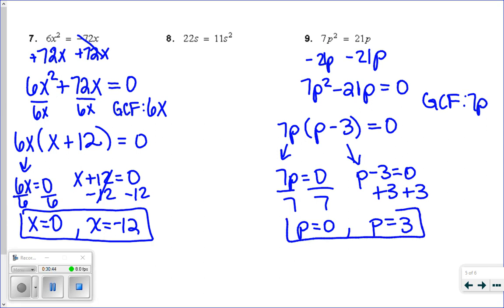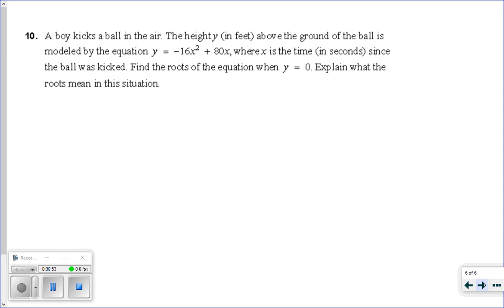These are the solutions right here, and you can look at my work to see how I got that. If that feels and looks good and you're able to get that successfully, then you're on the right track. And we'll just finish out with the word problem.